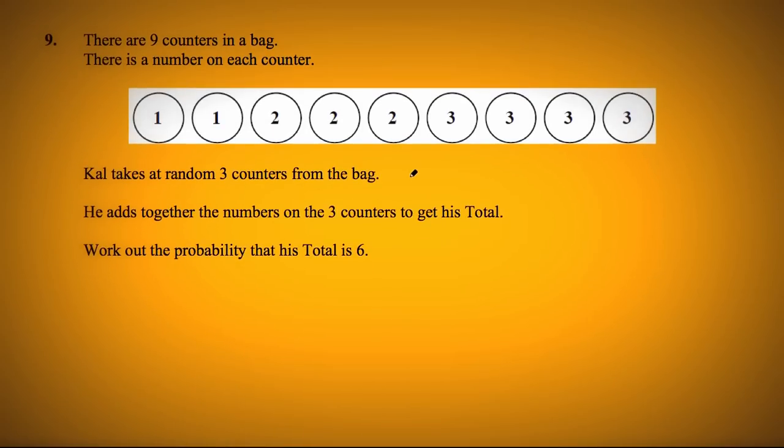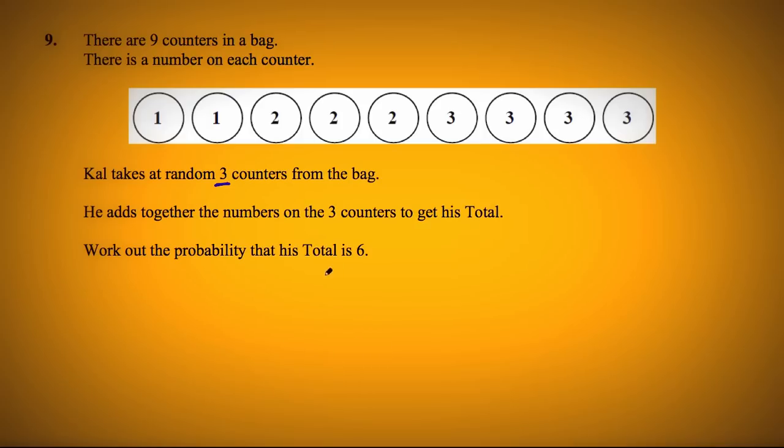Question 9. There are 9 counters in a bag. There's a number on each counter. Cal takes at random 3 counters from the bag. He adds together the numbers on the 3 counters to get his total. So whichever he draws, he adds together to get his total. Work out the probability that his total is 6.